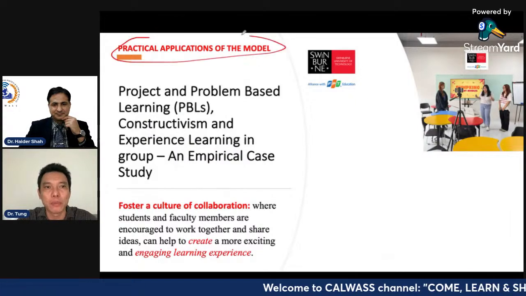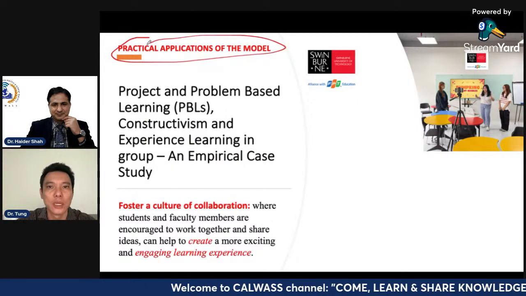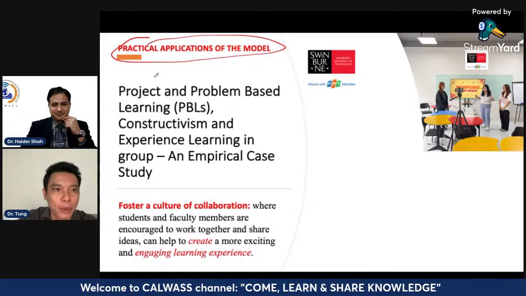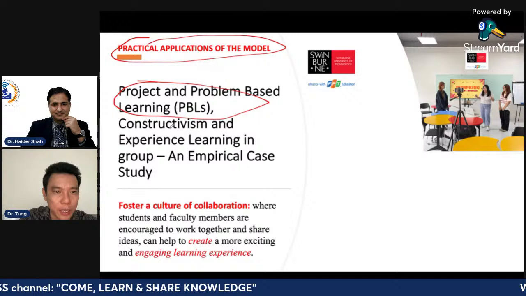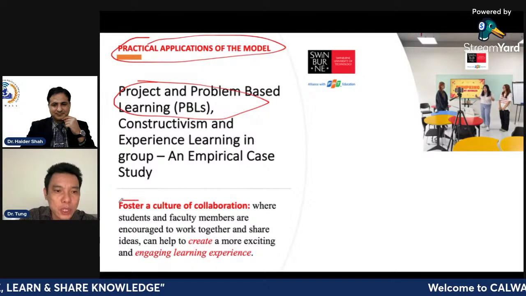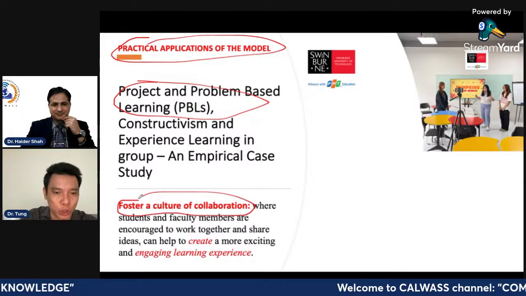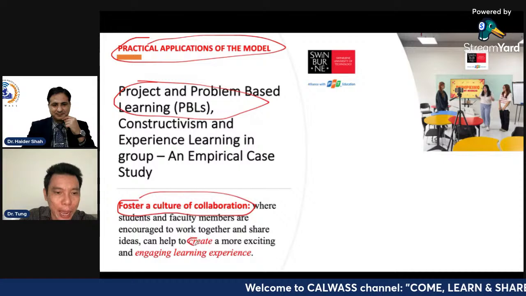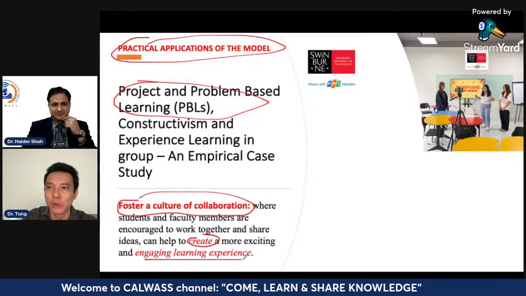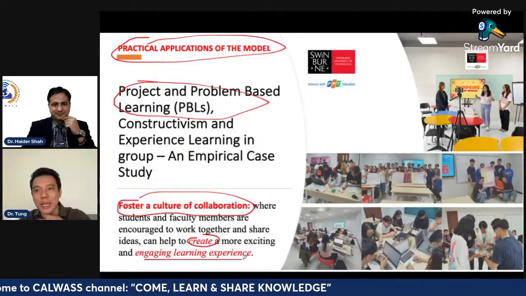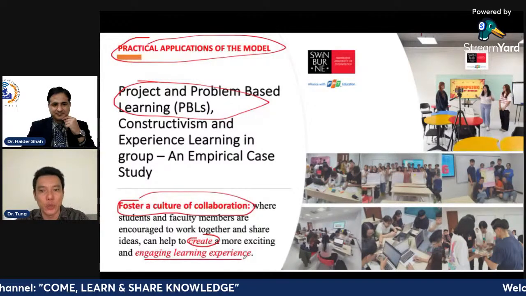Now I will go to my last one, a practical application of the model. This is my practical best practices. For example, I have applied project-based learning and problem-based learning to foster a culture of collaboration, where I can create a more exciting and engaging learning experience for my students. This is the class that I teach at Swinburne Vietnam at FPT University.